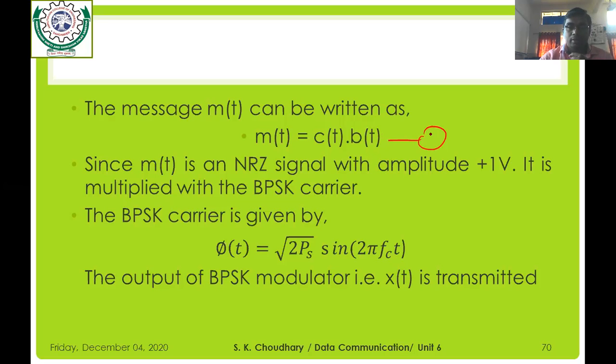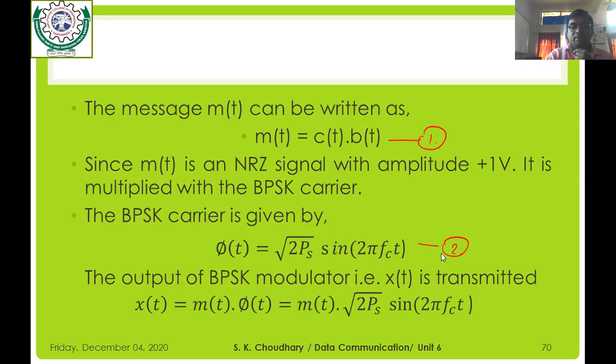You can write this as equation number 1. The carrier is equation number 2. Finally, the output of this is x(t), the product of m(t) and phi(t). So we get m(t) times square root of 2Ps sine 2 pi fc t, and this is given as equation number 3. This equation number 3 defines the DS-BPSK signal, that is the direct sequence BPSK signal x(t).